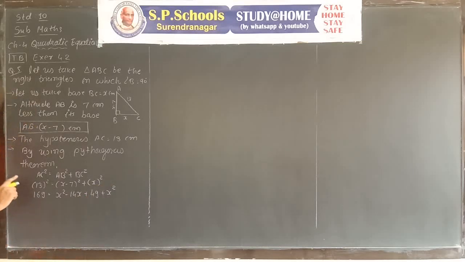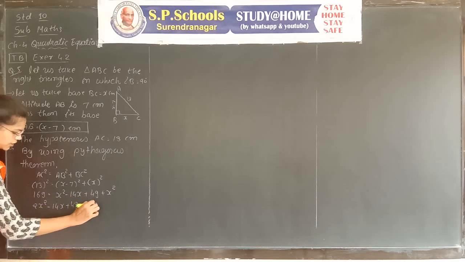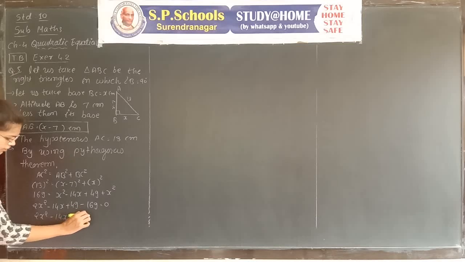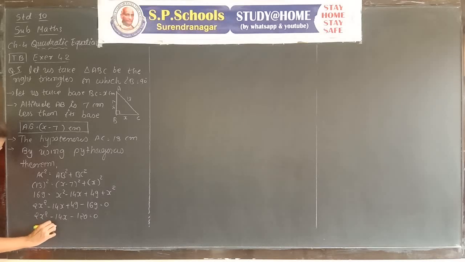We shift 169 from left hand side to right hand side. x square plus x square, which is 2x square, minus 14x plus 49 minus 169 is equals to 0. 2x square minus 14x minus 120 is equals to 0. Subtraction of 169 and 49. Now take 2 as common. x square minus 7x minus 60 is equals to 0.